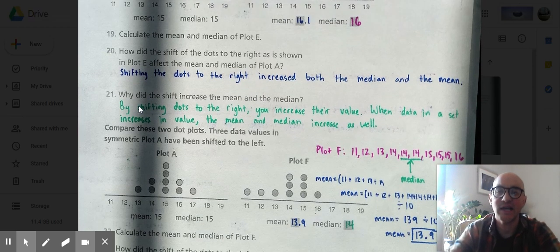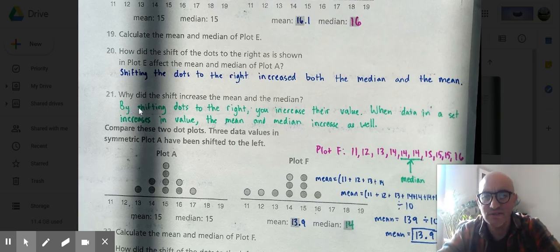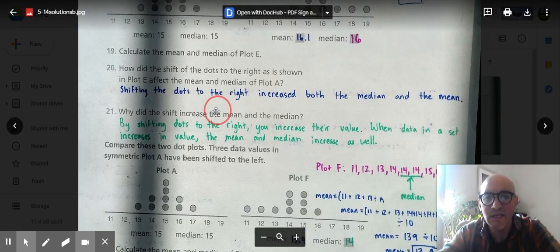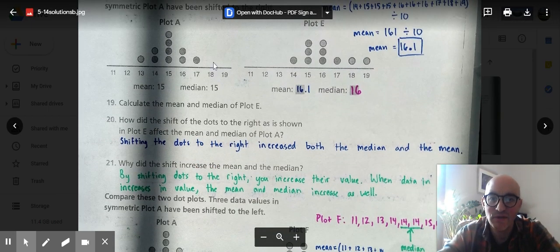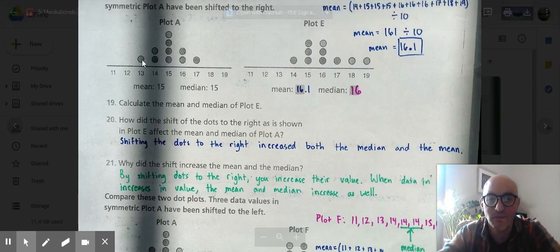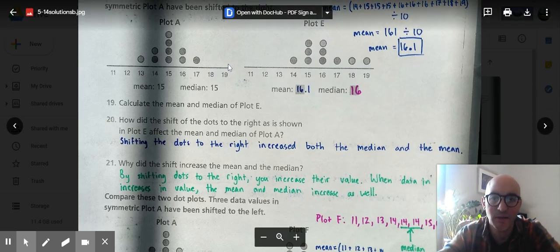Okay, number 21 is going to ask us to explain why we noticed that. So this is putting our little bit of reasoning skills on. So let's think about it. If I'm shifting a 15 to an 18, I'm increasing its value. If I'm shifting a 13 to a 19, I'm increasing its value. And basically, as I shift dots to the right, I increase their value.